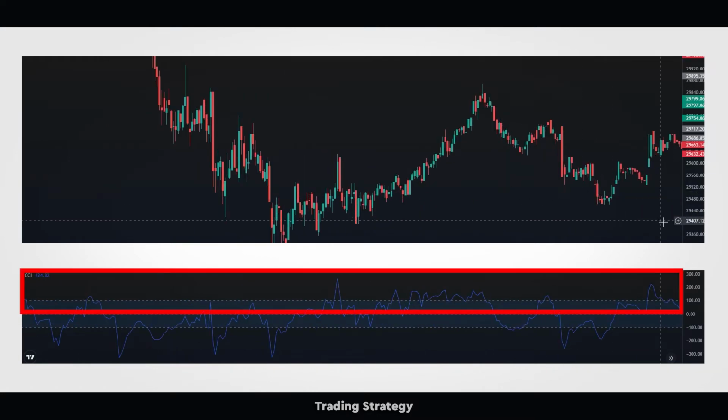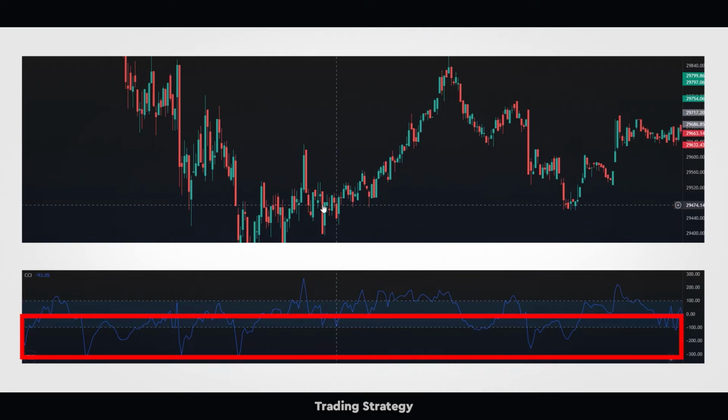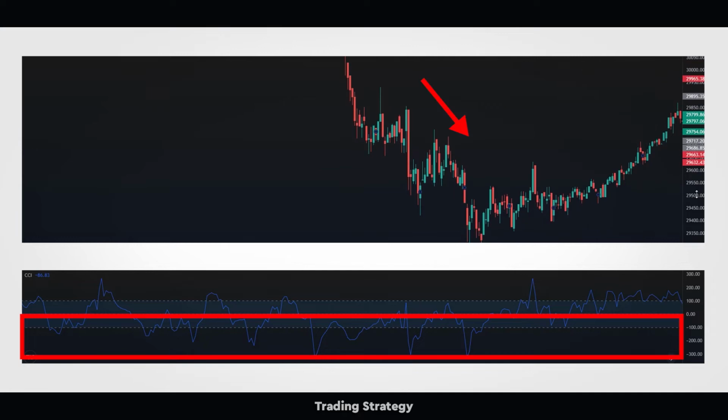A high CCI indicates that prices are above average. A CCI rising to these levels indicates increasing strength. A low CCI indicates that the price is below average. This is an indication of weakness.